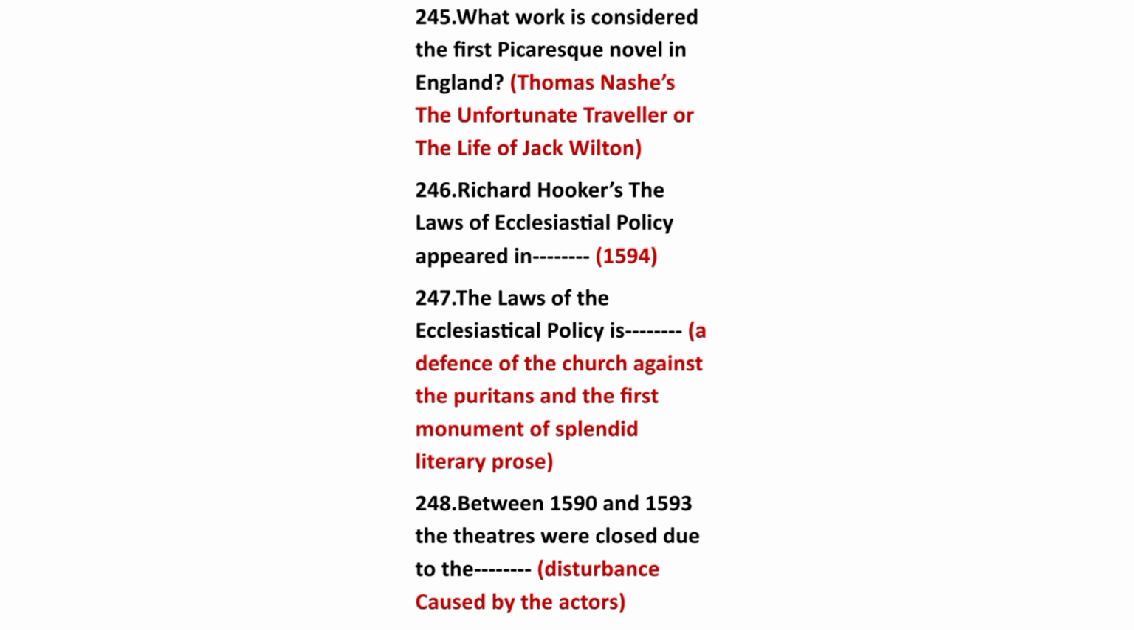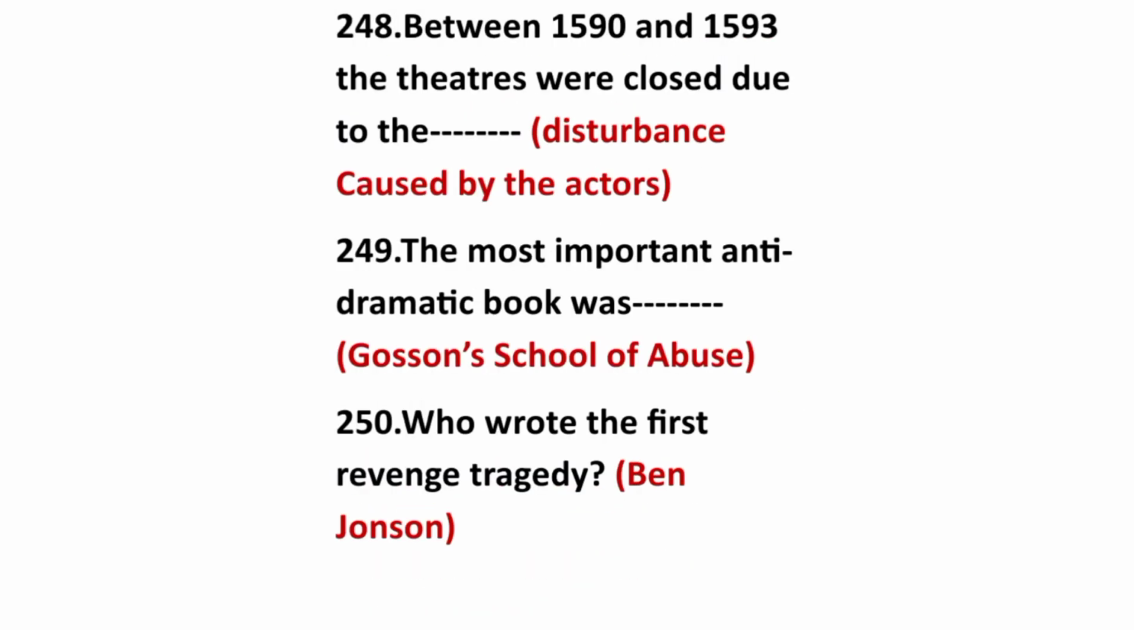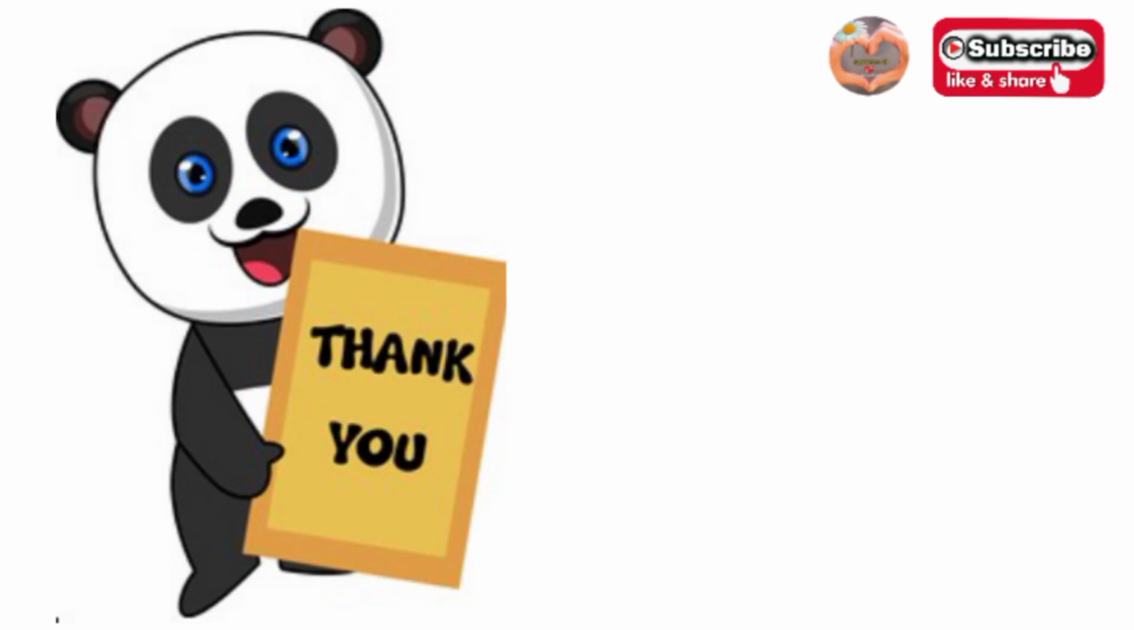Richard Hooker's The Laws of Ecclesiastical Polity appeared in the year 1594. The Laws of Ecclesiastical Polity is a defense of the church against the Puritans and the first monument of splendid literary prose. Between the years 1590 to 1593, the theatres were closed due to the disturbance caused by the actors. The most important anti-dramatic book was Gosson's School of Abuse. Who wrote the first revenge tragedy? Ben Jonson.